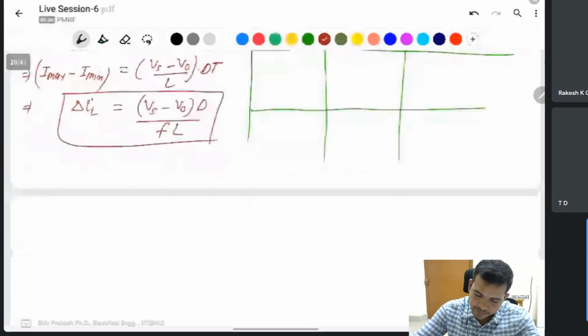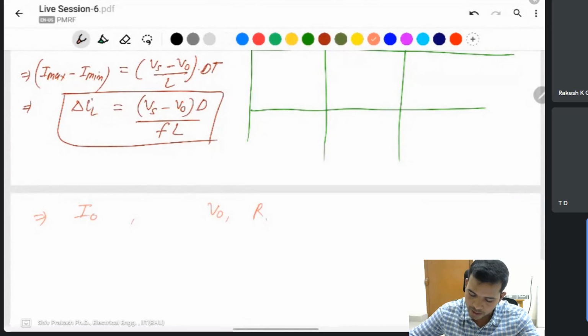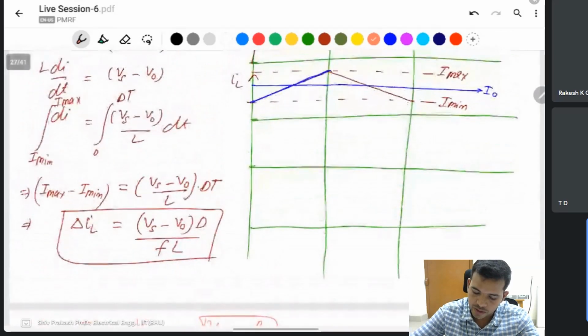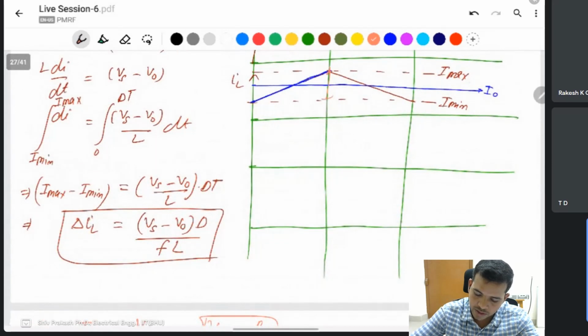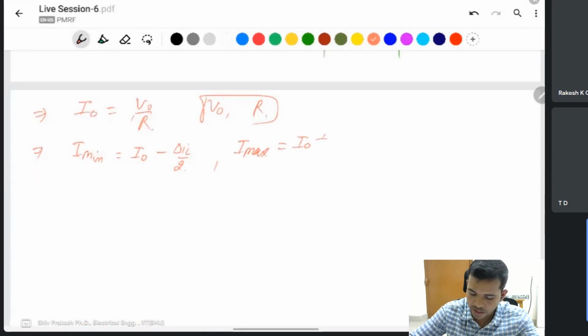This is the inductor ripple current. If you have an I output, or a V output, R will be defined, and you find I naught directly as V naught by R. After you find I naught, you find I minimum as I naught minus delta IL divided by 2, half of the delta IL. If you subtract this, you get I minimum, and I maximum is I naught plus delta IL by 2.